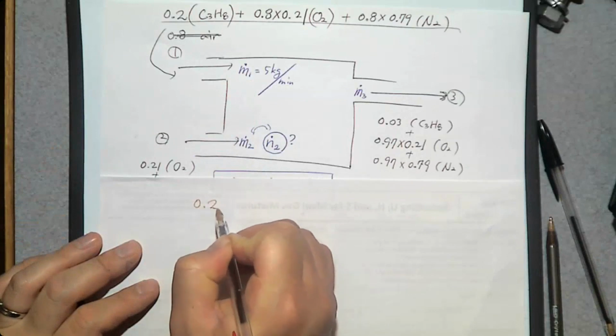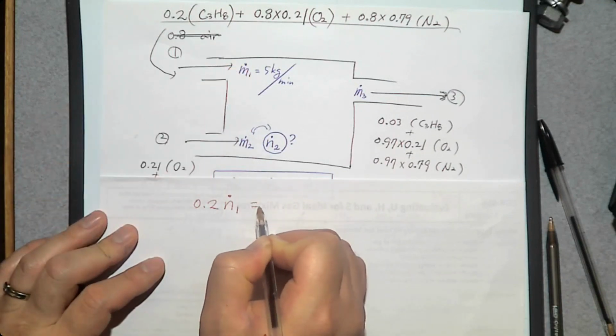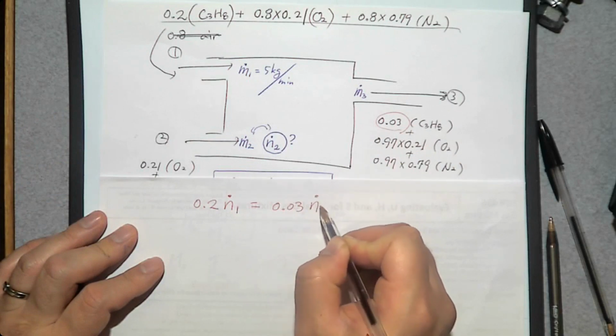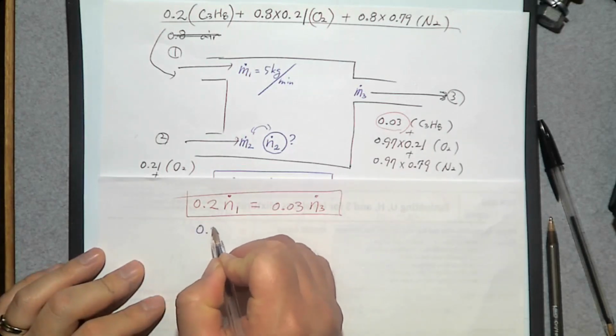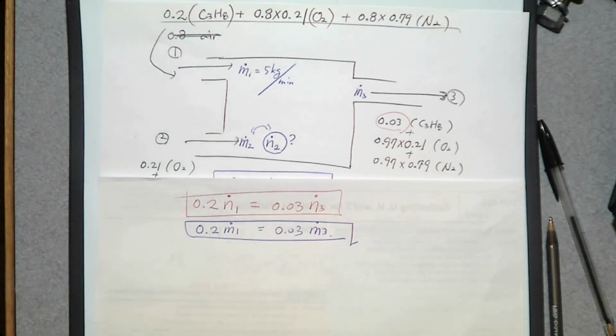So 20%, 0.2 of the number of moles at inlet number one per unit time should be the same as only 3%, 0.03, at the exit number three. Can we say that? 20% is propane, 3% is propane. So 20% of number one should be the same as 3% of number three. Am I right? Then can we say 20% of m dot number one is 3% of m dot number three? So is this one right, or is this one right?